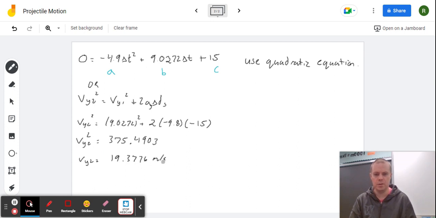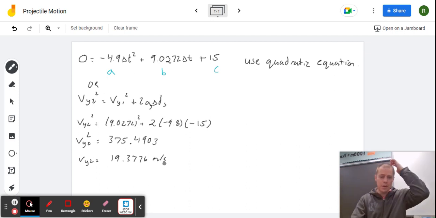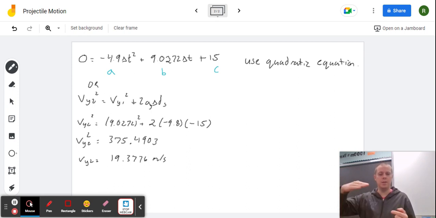19.3776 meters per second. Now, whenever you take the square root of something, the answer is technically plus or minus, meaning this could be positive or negative. So basically, we just look at the context of the question to see whether it should be going up or down. If you think about it, we launched it, it was going up. At the end, when it's coming down, VY2 is going to be in the downward direction. So we would give it the downward symbol.